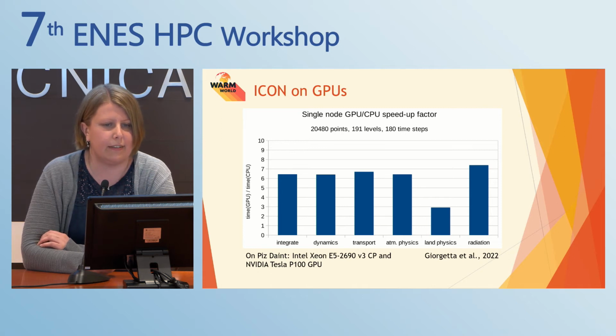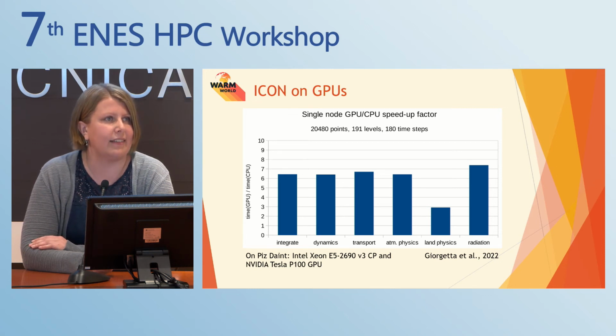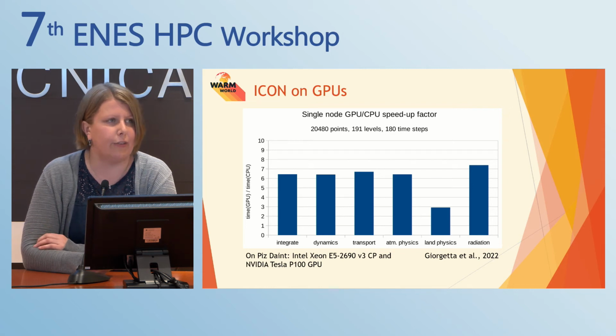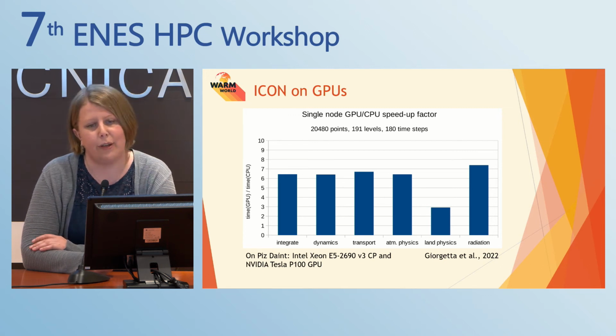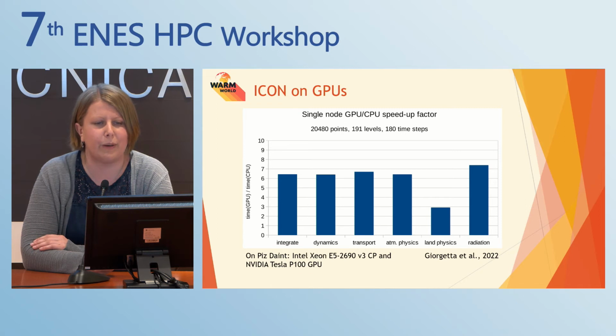And you can see that for almost all the components, the speedup is a factor of 6 or 7. Only the land physics is a bit less, but I think this is likely due to the small computational kernels there, where the kernel launch is quite expensive. On the other hand, the land physics are only a small part of the computation, so it doesn't really impact the overall performance. And then for the radiation, which is really one of the expensive parts of the computation, a lot of effort was done towards optimizing it. And so there we see an even larger speedup.